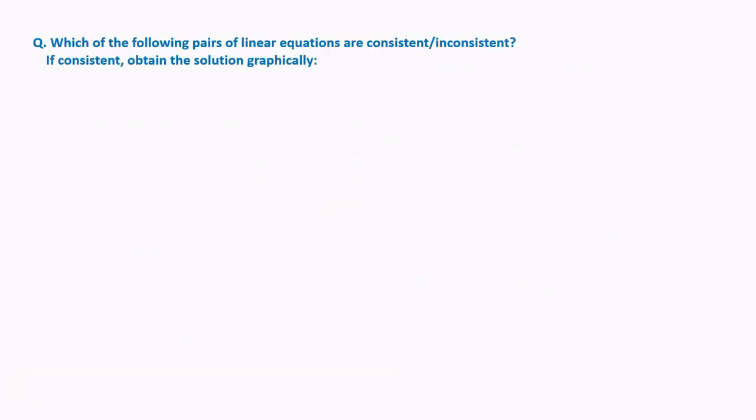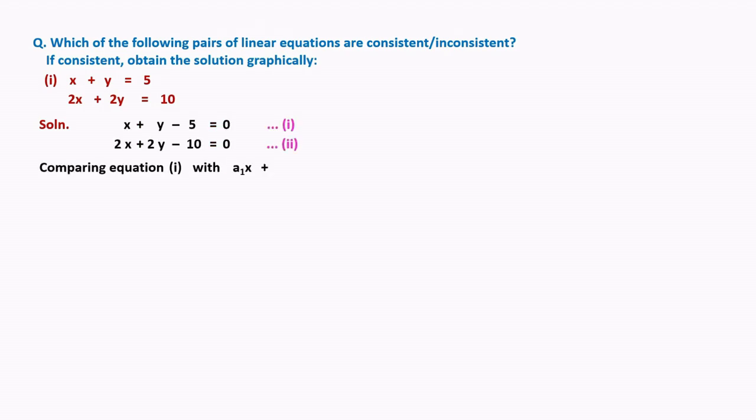Let us solve this step by step in clear words. We are given two equations. First equation, x plus y equals 5. Second equation, 2x plus 2y equals 10. First, write both equations in standard form. Equation 1 becomes x plus y minus 5 equals 0. Equation 2 becomes 2x plus 2y minus 10 equals 0.